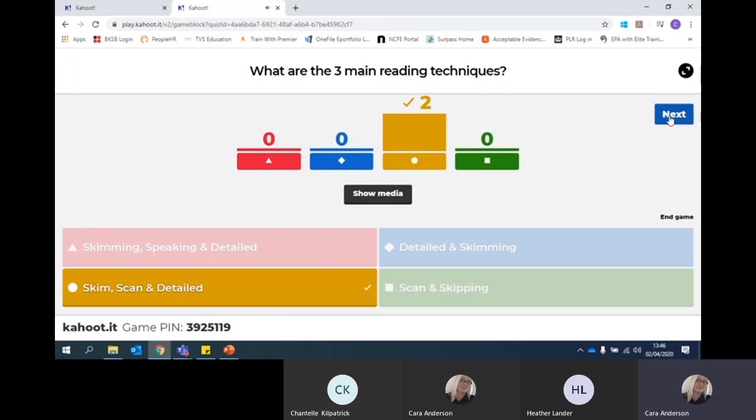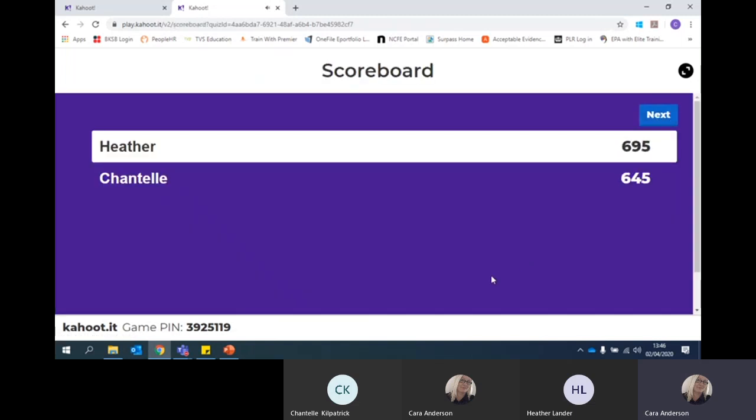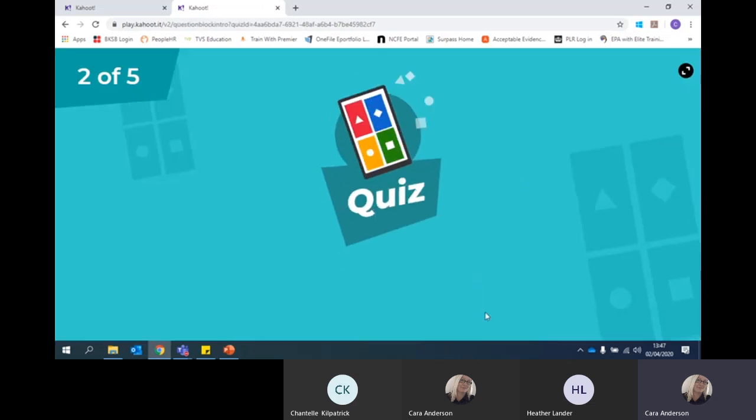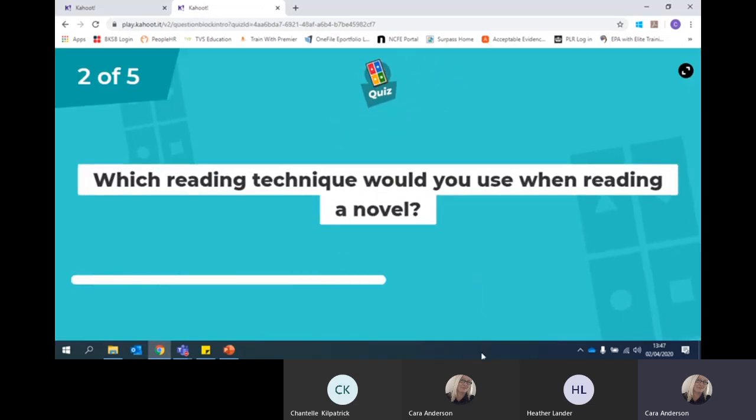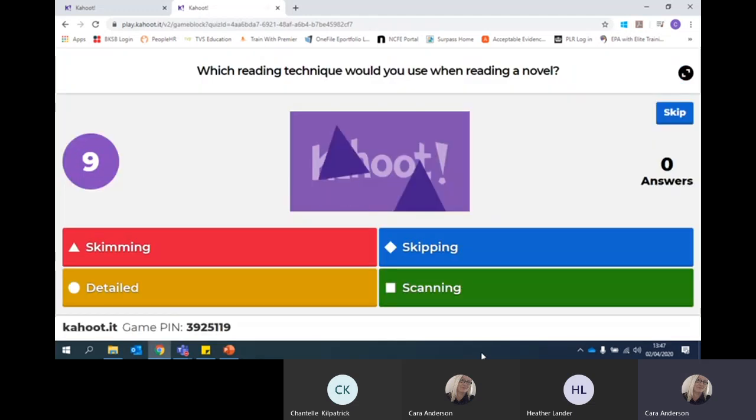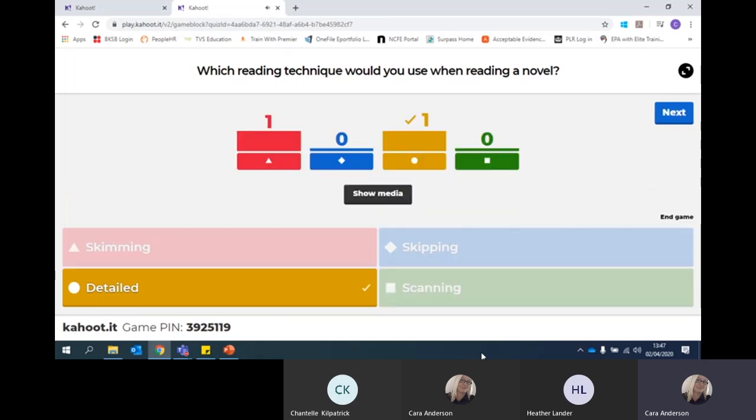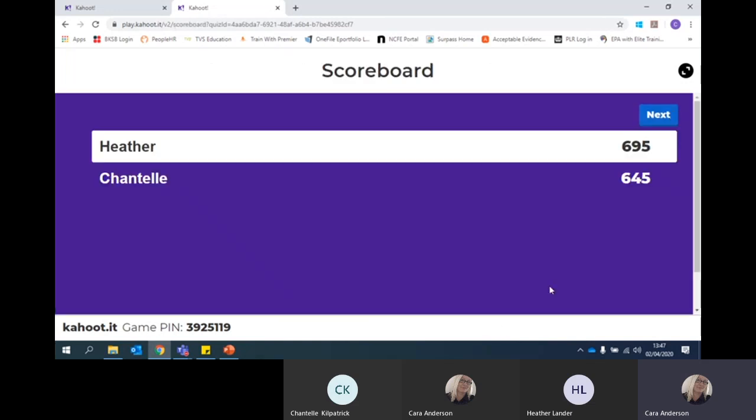Excellent, well done. So we've both listened today, both got it right. Heather was just a little bit quicker, but she's an expert. Okay, which reading technique would you use when reading a novel? Yeah, so the answer was detailed. If you read a novel, you need to read it in detail. It's a book, and if you don't read it in detail, you're not going to know what's going on. Okay, well done. Next question.